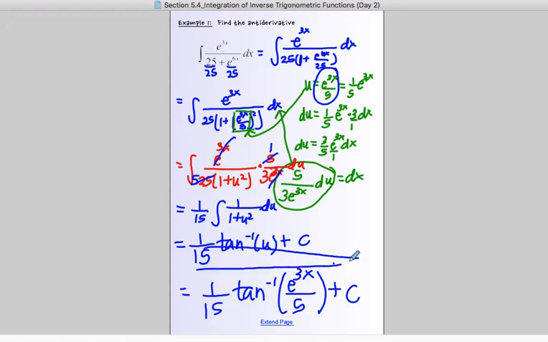Oop, that got crazy. There we go. Maybe a little better. Good. So there's our answer for example 1.